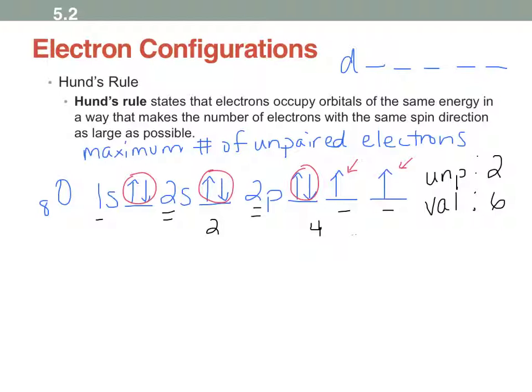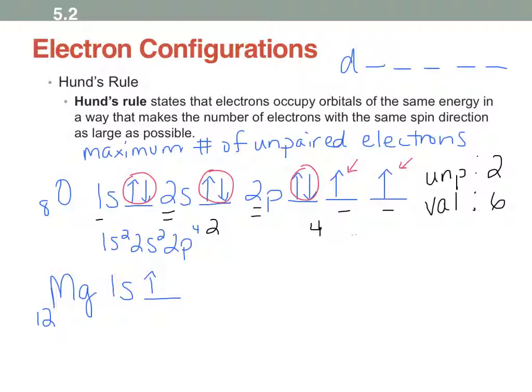So what I want you to do is to try to work magnesium. Magnesium is number 12 on the periodic table. So if you can pause me and try to figure this out, what I want you to do is try to figure out the orbital diagram. The short form, which I forgot to do, for oxygen it would be 1s2, 2s2, 2p4. So I want the orbital diagram, the arrows, I want the short form, and I also want unpaired and valence for magnesium. So you can pause me, try to work it. I will work it out if you're confused.